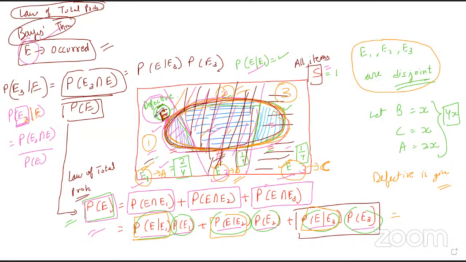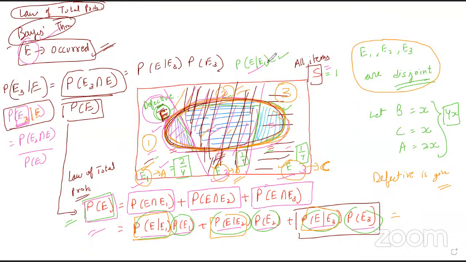Okay. And Bayes theorem we use when we know that this big event E has occurred, and I need to find the probability that it has occurred in one of these specific parts. Like here, if you have to find that it has occurred in part 2, so I will compute probability of E2 given E, right?